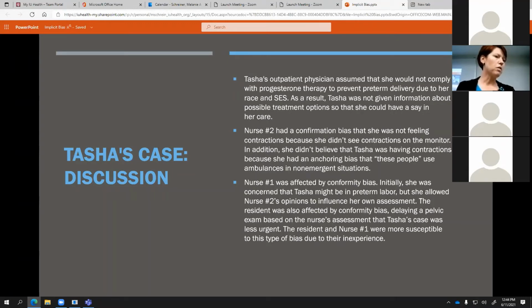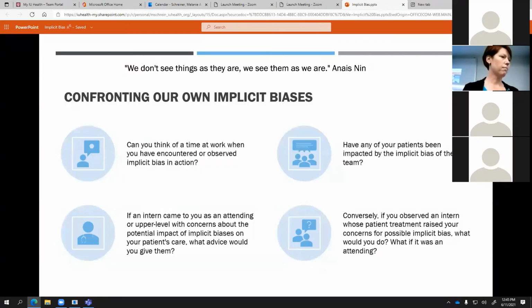The first nurse was affected by conformity bias because she, of course, was concerned. So she did have that initial concern, but she allowed nurse number two, the experienced nurse, to influence her own assessment. And I think that happens rather often. And the resident was also affected by conformity bias because they delayed an exam based on the assessment that the patient was less urgent than they really were. And so unfortunately, the situation ended with all of those affecting Tasha.